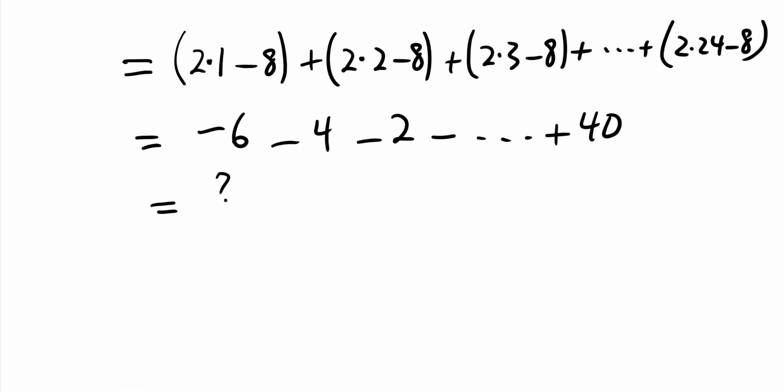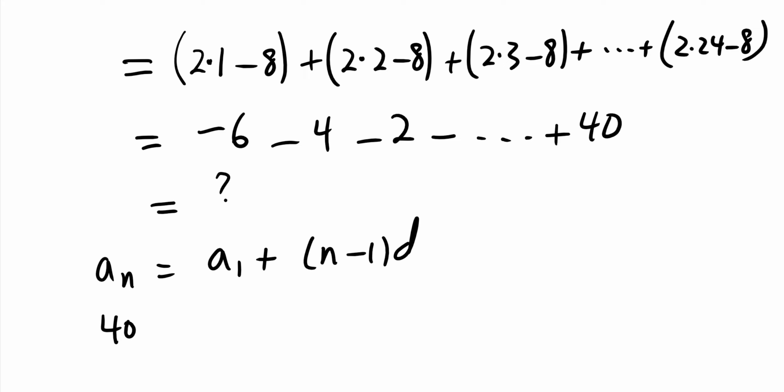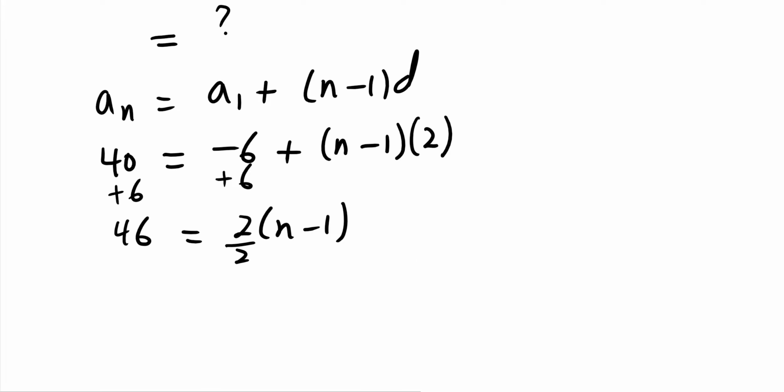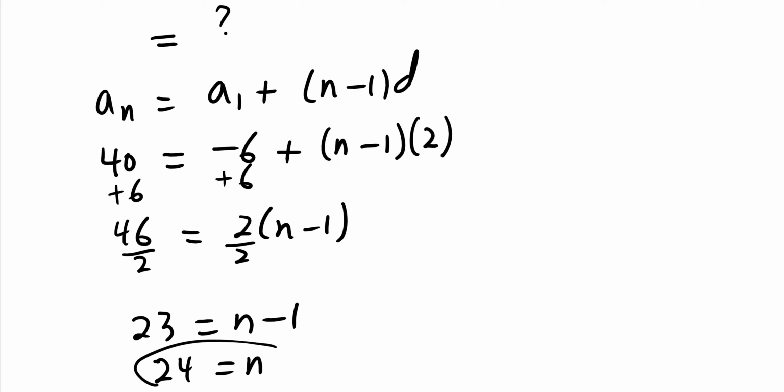Well, we need to know the number of terms. We have a1 and an, so we have to use the formula an equals a1 plus n minus 1 times d. an is 40. a1 is negative 6. I don't know what n is. And d is, every time they are subtracting 4 or adding 2. Yes, adding 2. So then, add 6 to both sides. We got 46 equals 2 times n minus 1. Divide both sides by 2. That gives us 23 equals n minus 1. Add 1 to both sides. You get n equals 24.